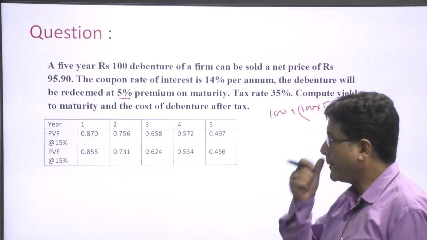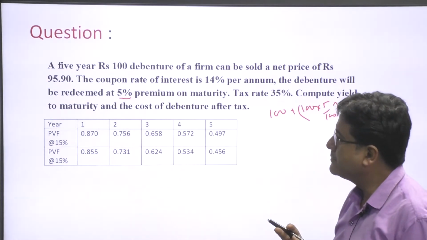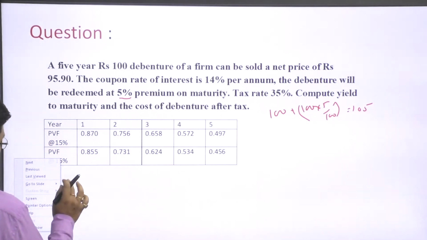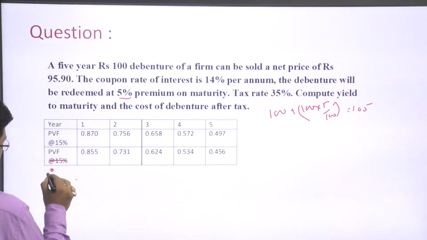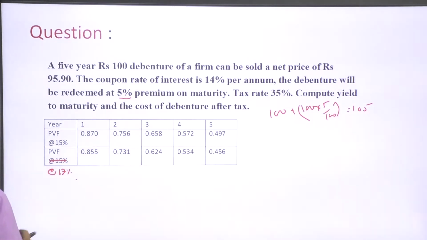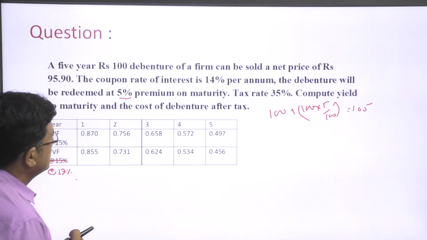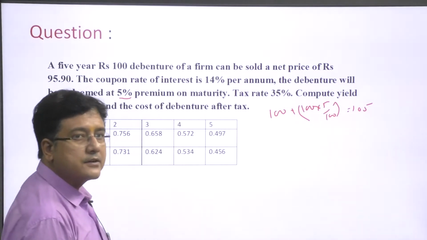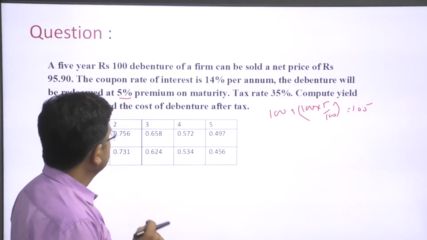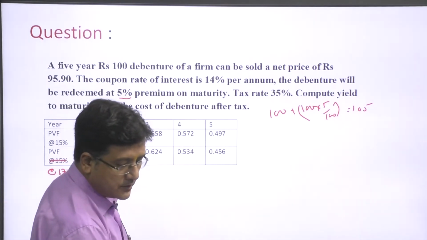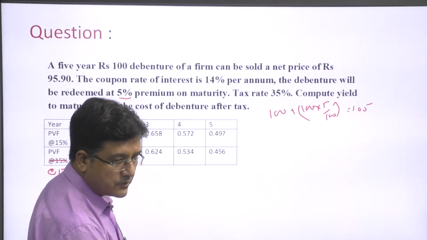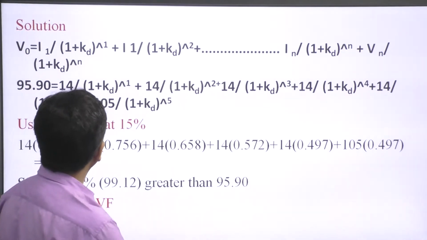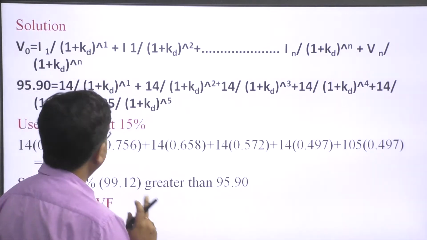In the table, present value of 15%, and I am sorry, it is 17%. 17% is given. So with the help of the hit and trial method, we try to find out the rate of return. Let us take the formula. This is the formula I already told you.